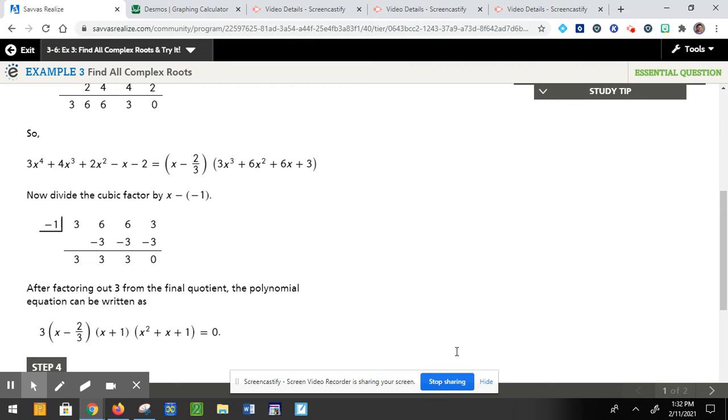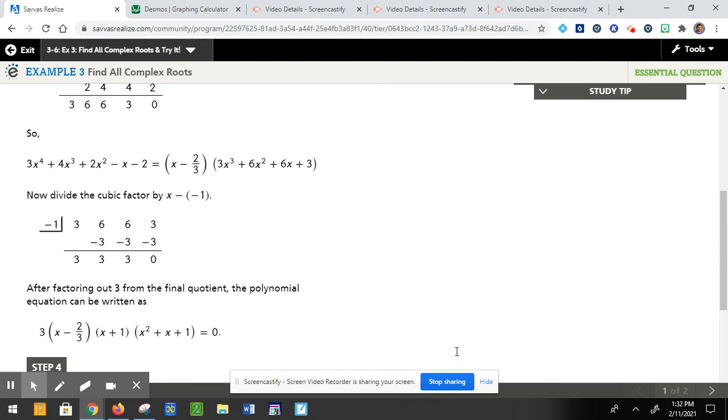So see how these numbers become these numbers here. Now you do it with -1. What you're left with is 3, 3, and 3. So that means 3x squared plus 3x plus 3. You can factor the 3 out and just get it as x squared plus x plus 1.